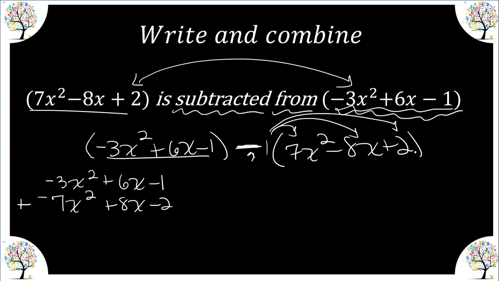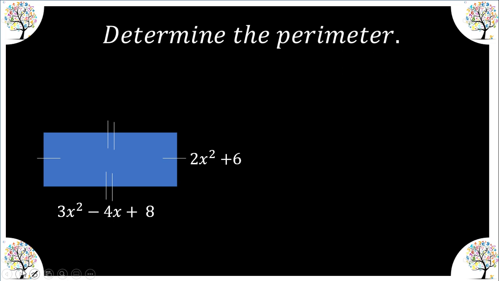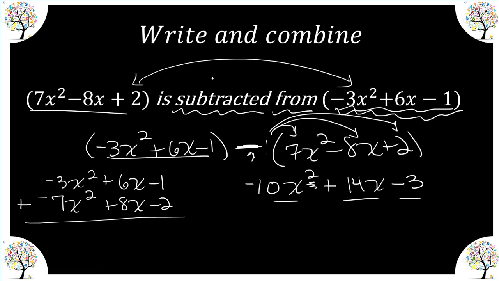Keep, change, change. And now I can combine, and we get negative 10x squared. So that's my quadratic term. My linear term is 14x, and my constant is minus 3. So this is a quadratic trinomial. So again, if I had the words added to, I would also flip-flop.